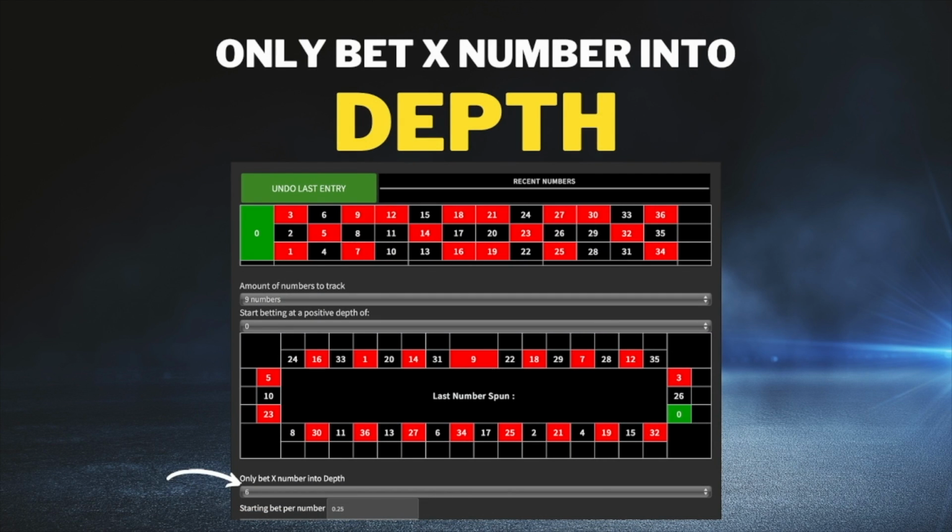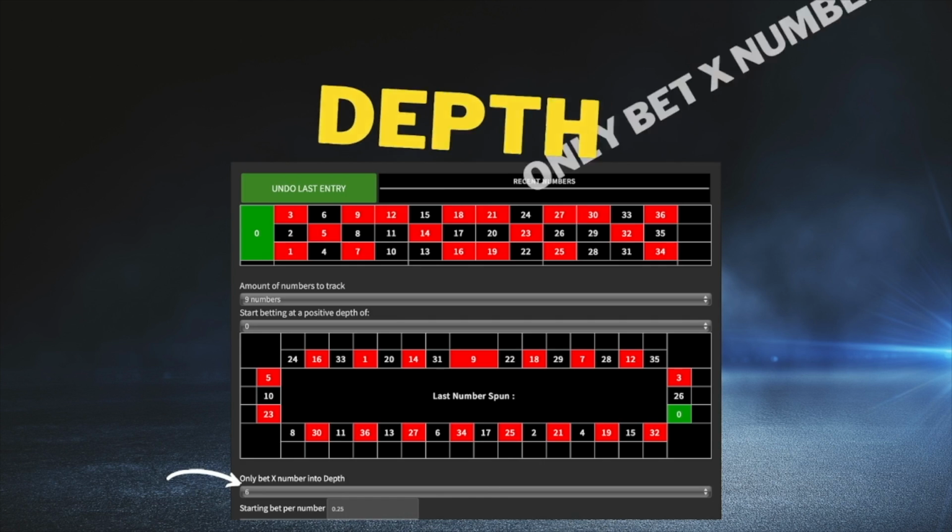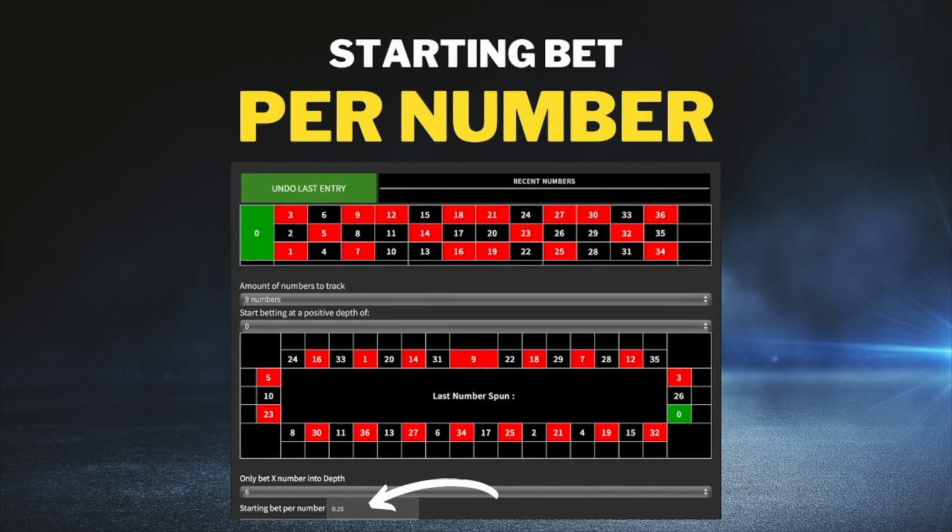The third setting, only bet X number into a depth, is for the people that like to use a progressive betting system. It simply acts as a stop loss, so if you only want to make 4 bets into a progression, you would set that to 4. This field allows you to input what you would like your starting bet per number to be, and again is only really there for people that are running a progressive betting system. It automatically calculates what your next bet should be based on the numbers that you're tracking to always keep you in profit.